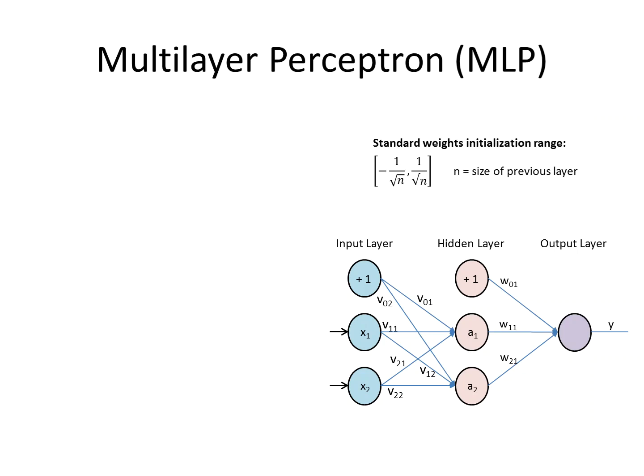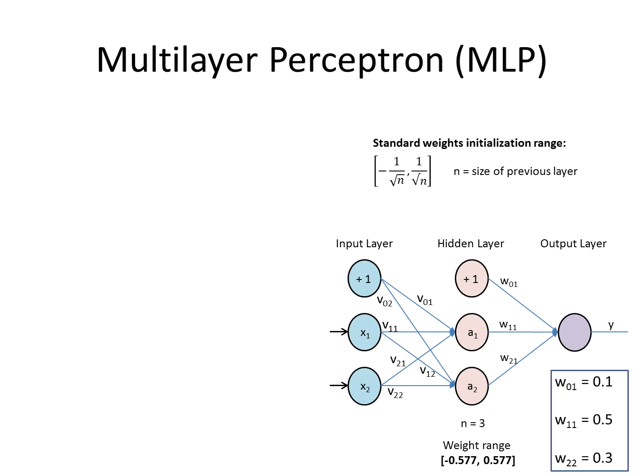Next we will move ahead with the hidden layer. In this case again we have n equal to 3, and the weight range will be minus 0.577 to 0.577. In between, I have taken the random weights as 0.1, 0.5 and 0.3 for w0,1, w1,1 and w2,1.